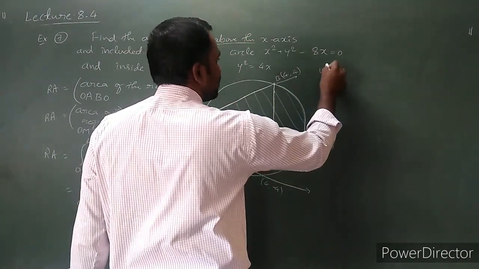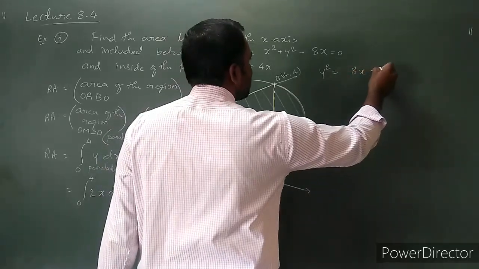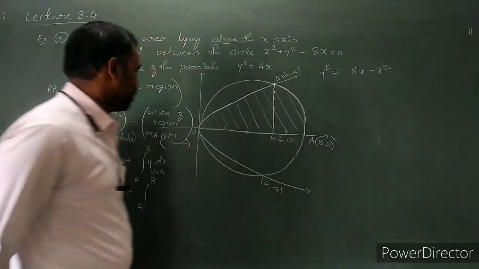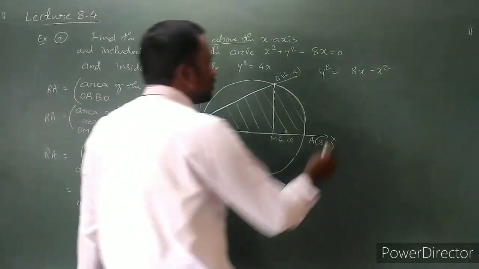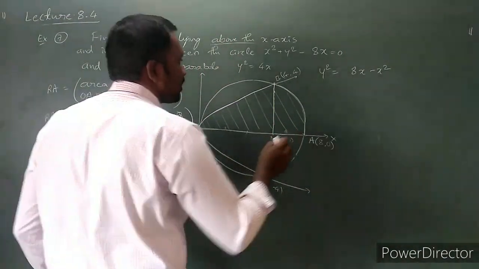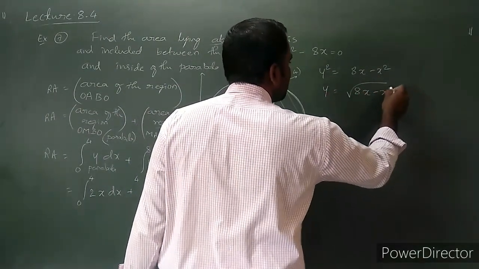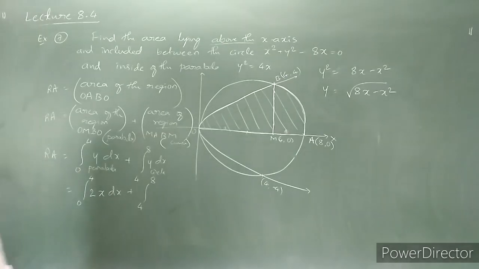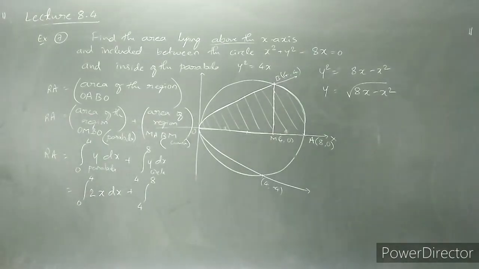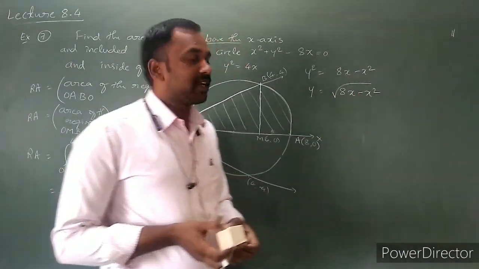We need the y value, that is y square is equal to 8x minus x square. Y is equal to root of 8x minus x square. So how do we get the root of 8x minus x square? Again, here y is equal to root of 8x minus x square.